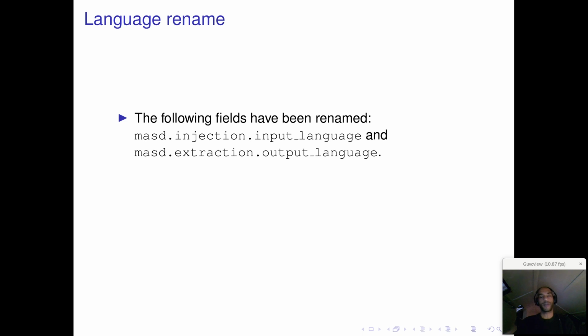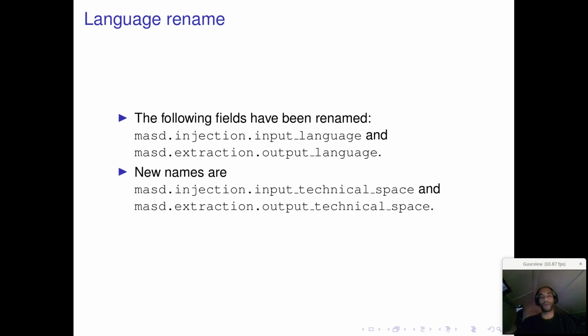So in this release, we had a couple of breaking changes, but we had one in particular which is related to languages: we renamed two fields, the input language and the output language fields. These are now called input technical space and output technical space. So you just need to update these fields in order for your diagrams to be processable by the latest version of Dogen. I'll demonstrate that in a second when I demonstrate the main feature of this release.